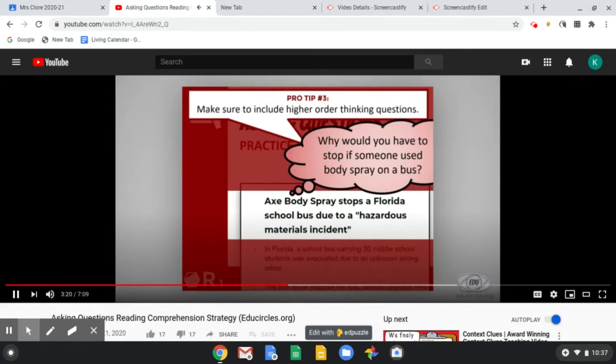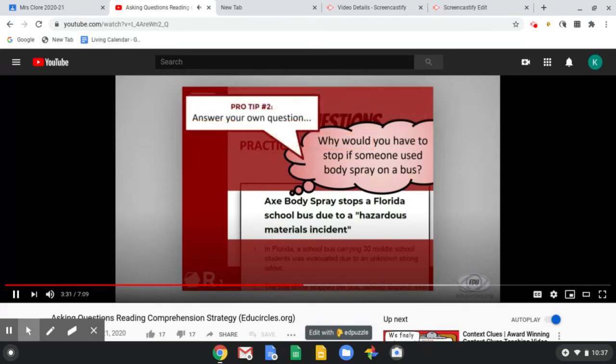This is a higher order thinking question because it uses the word why and it has the verb would. We have to infer the answer because it's not given to us directly in the part that we read. Remember to try to answer your own question. So, why would you have to stop if somebody used body spray on a bus?